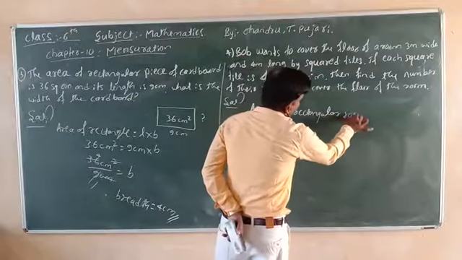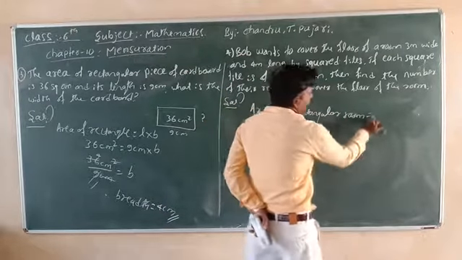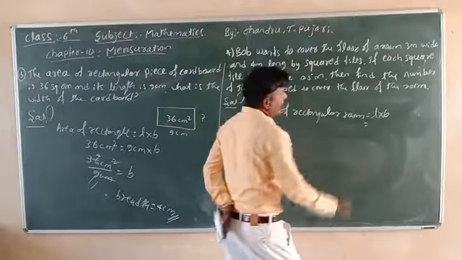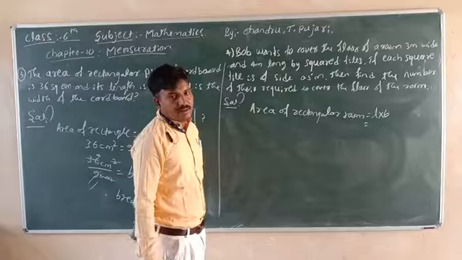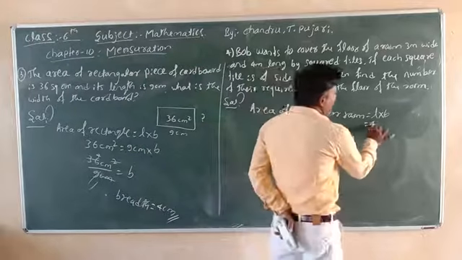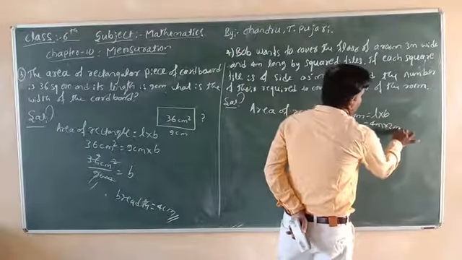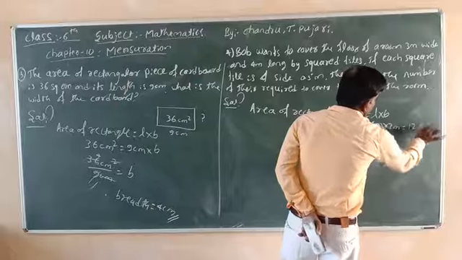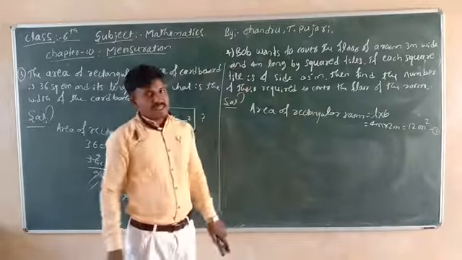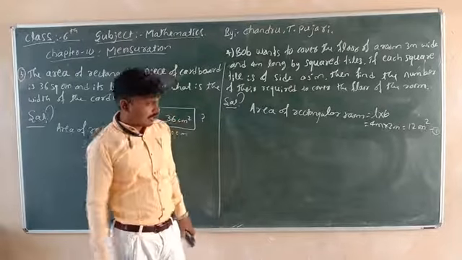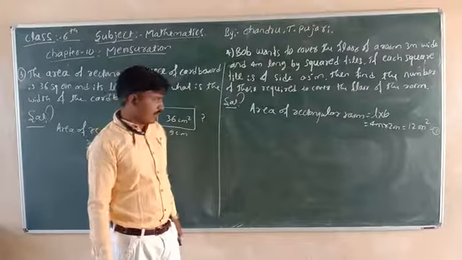The area of a rectangular room is equal to length into breadth. Length is given as 4 meters, width is given as 3 meters. Therefore, 4 meters into 3 meters is equal to 12 meter square. Therefore, the area of the rectangle is 12 meter square.